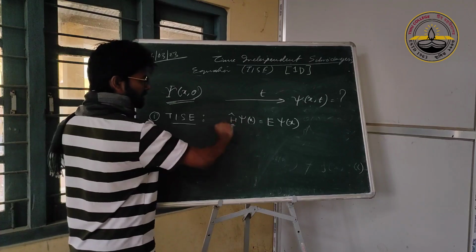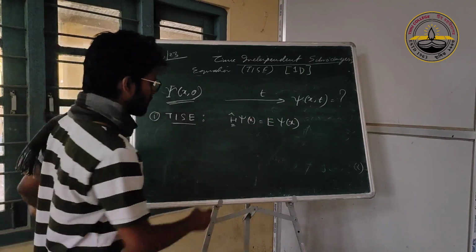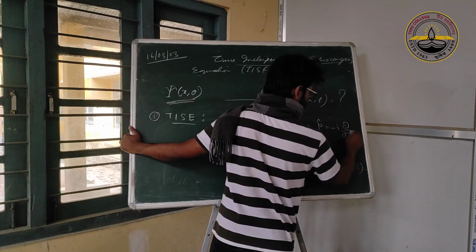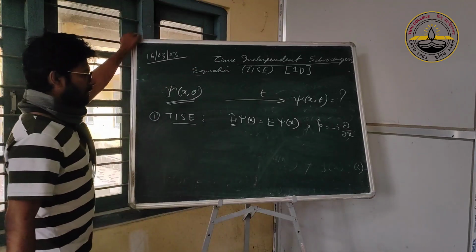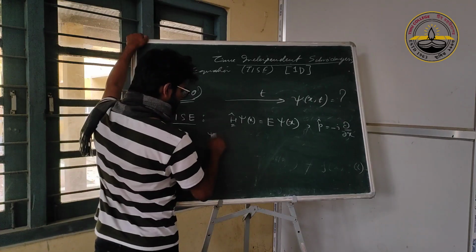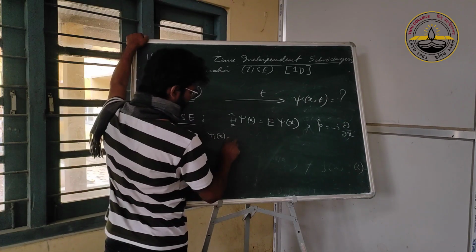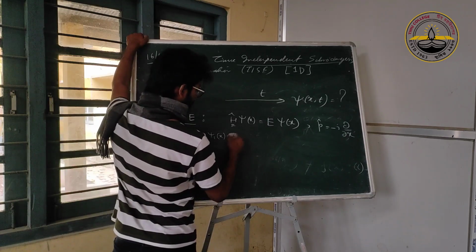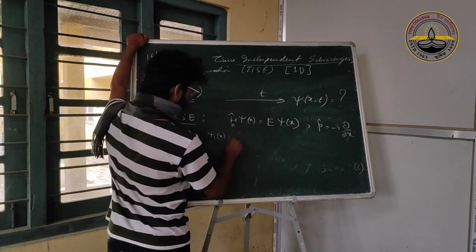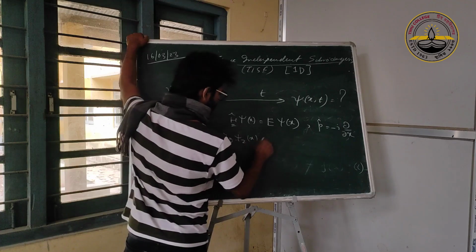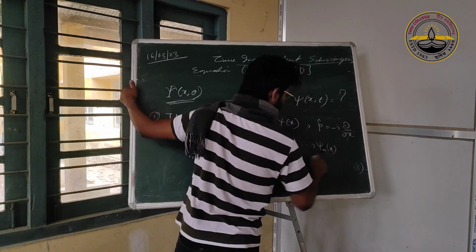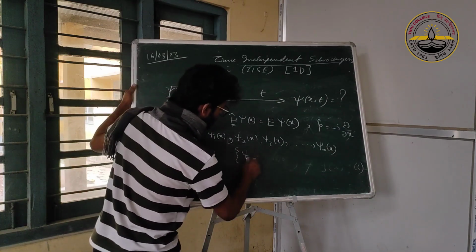Just remember this, and always remember what the momentum operator is for one dimension. So you solve this equation, and what you find is a series of these things. You solve this, get psi 1 of x, psi 2 of x, psi 3 of x, some infinite series. So you basically get a series of psi n of x.